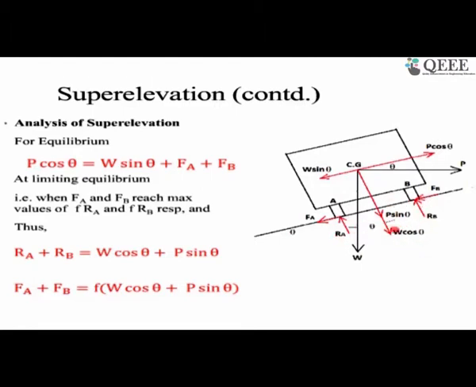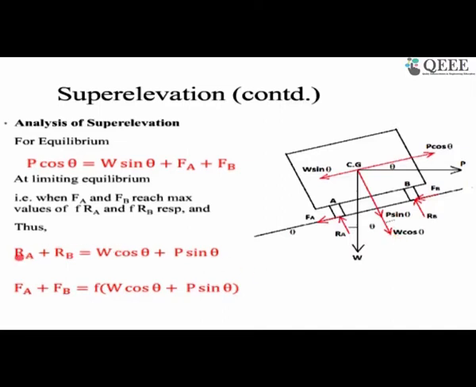The maximum reaction you are going to get from this is the P sin theta, which is the component of P in the direction perpendicular to the pavement surface, and the W cos theta, which is again perpendicular to the surface. So the total of these two is going to be the total reaction on these two tires, that is RA plus RB. So this is what you are getting: RA plus RB is equal to W cos theta and P sin theta.